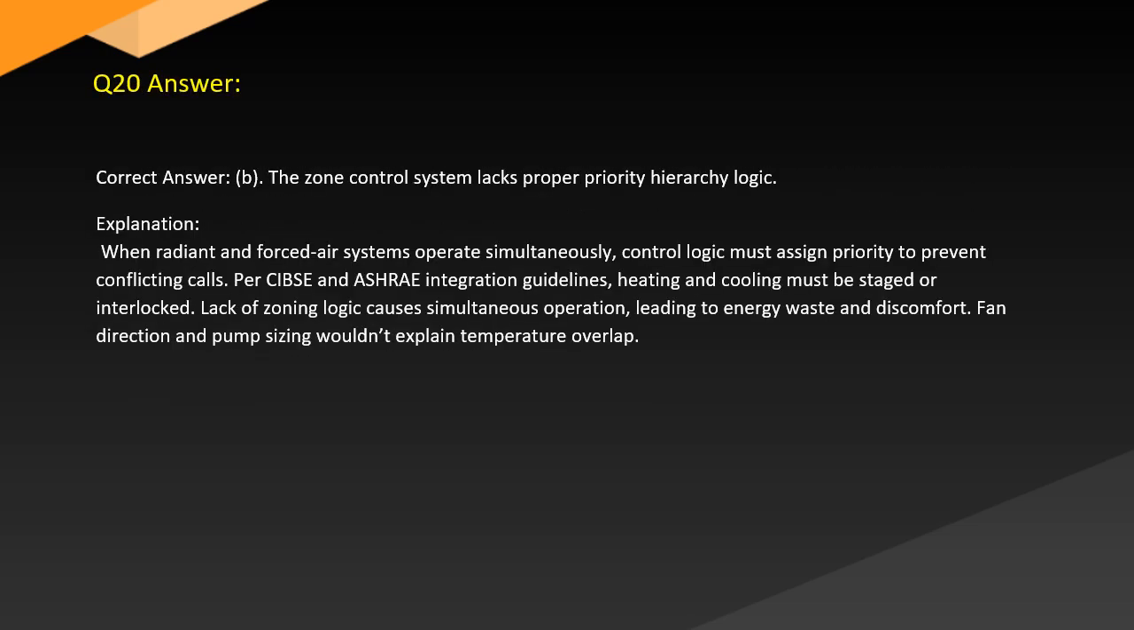Answer. Correct answer: B. The zone control system lacks proper priority hierarchy logic. Explanation. When radiant and forced air systems operate simultaneously, control logic must assign priority to prevent conflicting calls. Per SIPS and ASHRAE integration guidelines, heating and cooling must be staged or interlocked. Lack of zoning logic causes simultaneous operation, leading to energy waste and discomfort. Fan direction and pumps wouldn't explain temperature overlap.